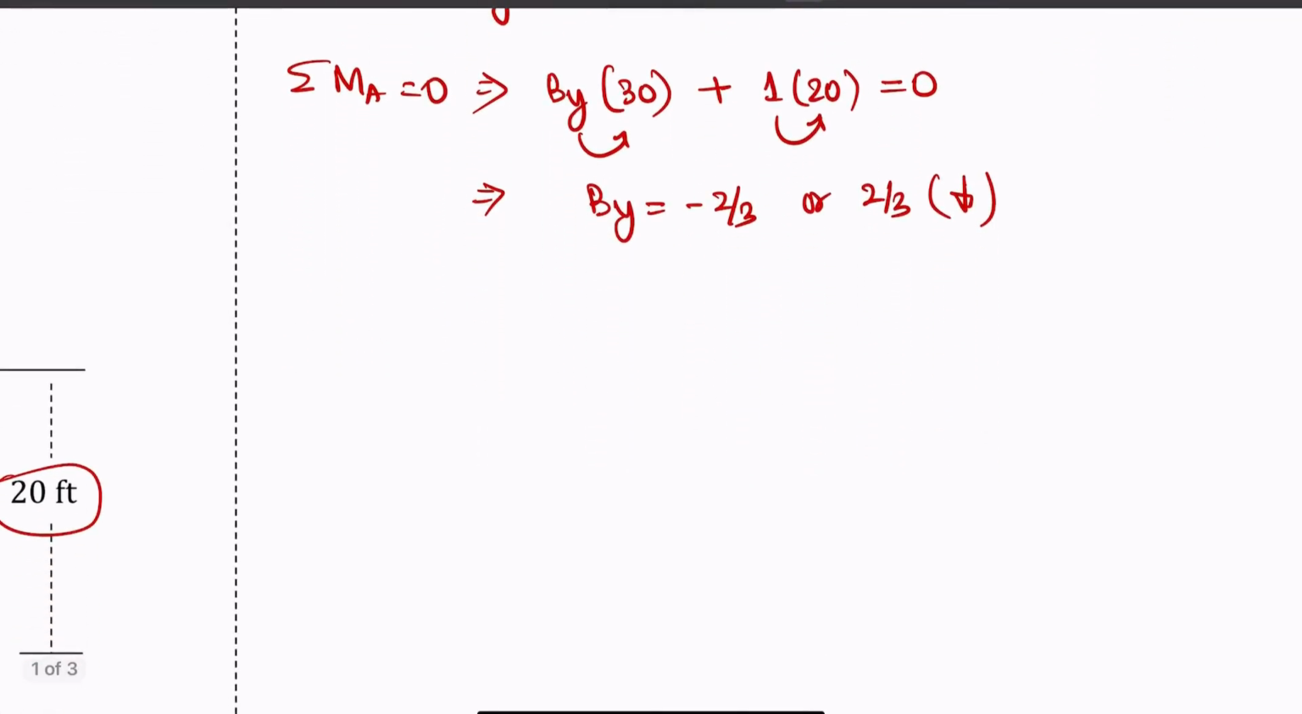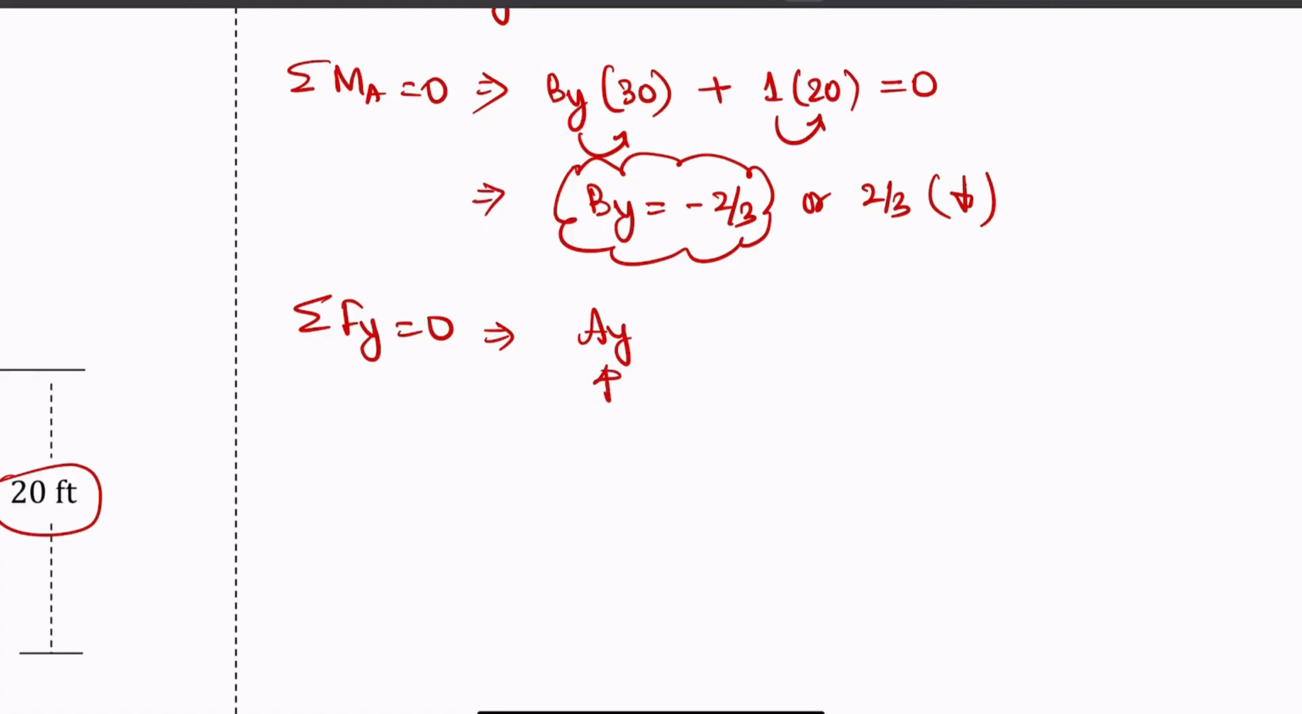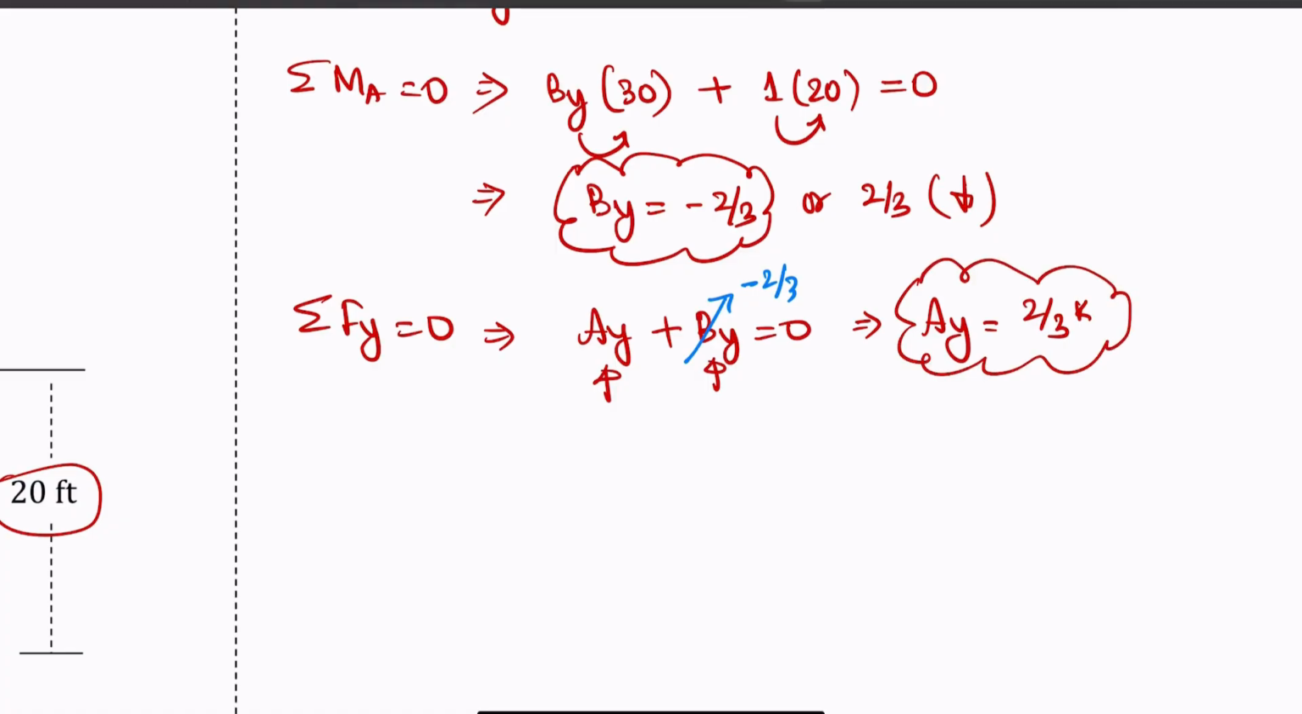And then once we find By, we take summation of all y equal to 0. In this case Ay is up, that means positive, plus By is also up, so we assume positive, equal to 0, and we already found that our By is negative 2 over 3. So basically we say that our Ay is equal to 2 over 3. All these units are in kips, but generally I don't write them because I ensure that all my units are in kips and feet.